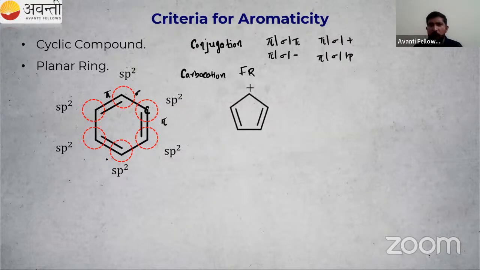Okay, so let us take one more example. Here you have to tell me, is it cyclic? First condition, is that satisfied? Yeah, it is cyclic. What about planarity? Planar. So you have to check the hybridization.